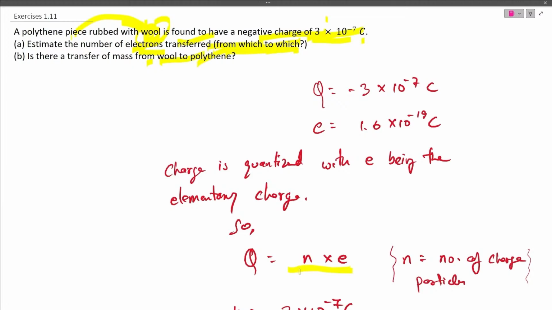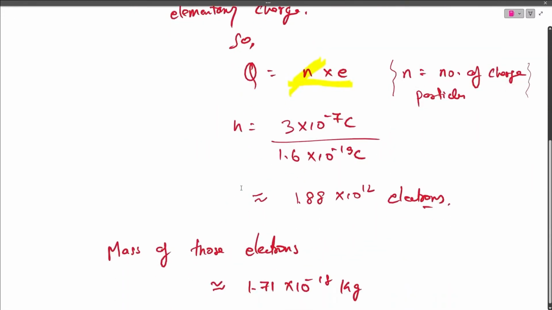Now if we have to find the number of electrons transferred, we divide the total charge transferred by the elementary charge, and we get the total number of electrons transferred, which has a value of 1.88 × 10^12 electrons.